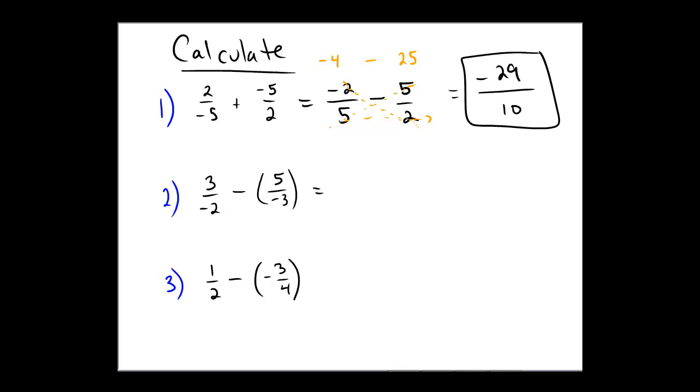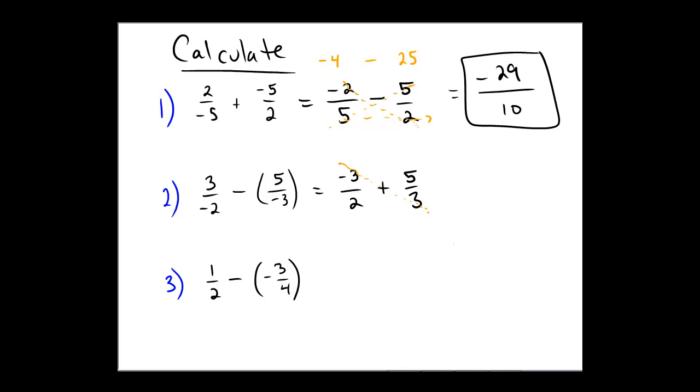3 over negative 2. Again, I prefer the negative number at the top, easier to work with. Negative 3 over 2. Minus a negative means to add, so I'm going to put a plus sign this time. And because the minus and the negative mean to add, all I have left over here is the 5/3. The minus came with the negative to create a positive.